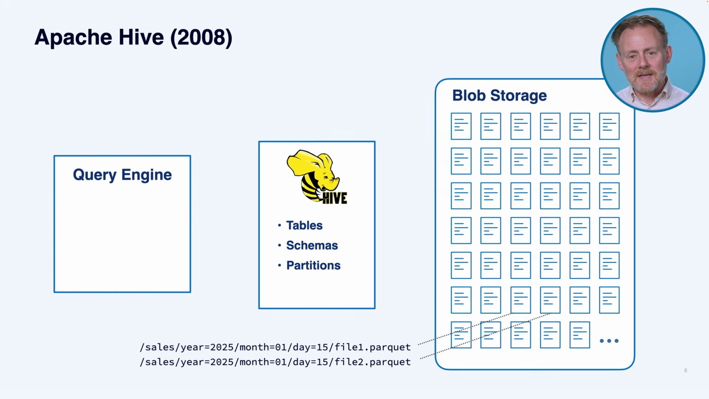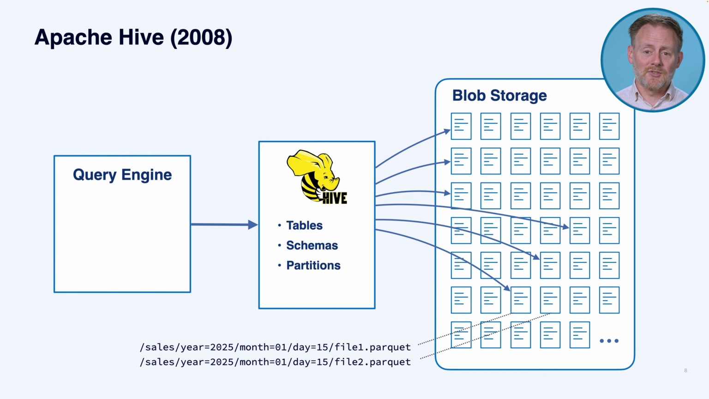In 2008, Hive changed the game. It brought table formats to data lakes, adding schemas, partitions, and the best thing, a SQL interface. Suddenly, you could just write select star from sales instead of some weird 200-line Java program jammed into a function called map and a function called reduce in ways that were really not pleasant to think about. But it didn't take long for new problems to surface.